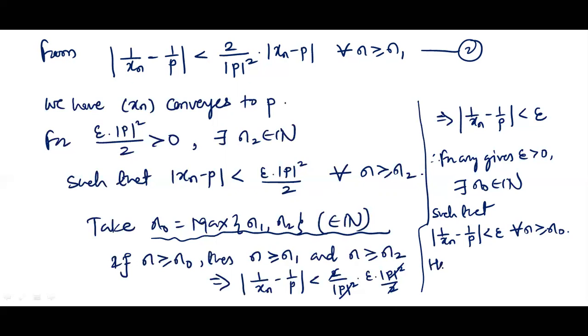and hence the sequence 1 by xn converges to 1 by p. This is the end of the proof. Now, let's see the last result of this video.